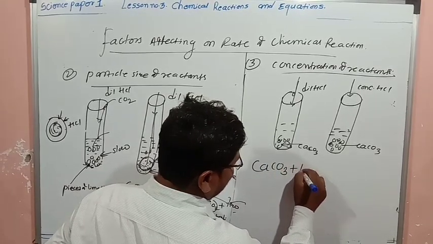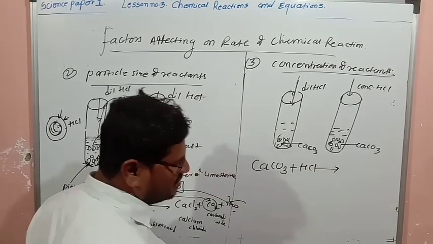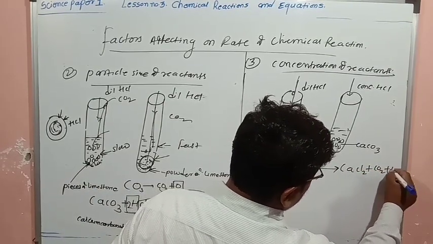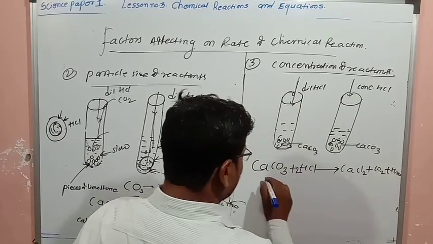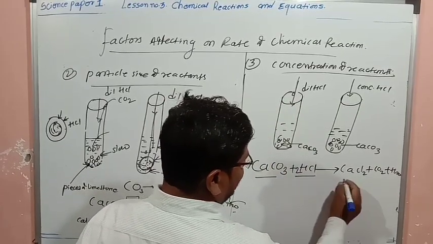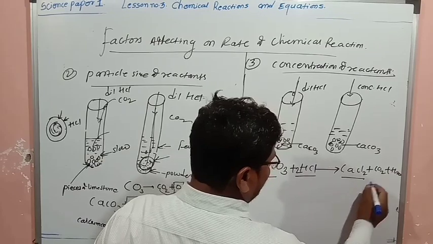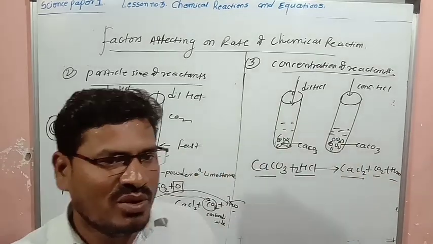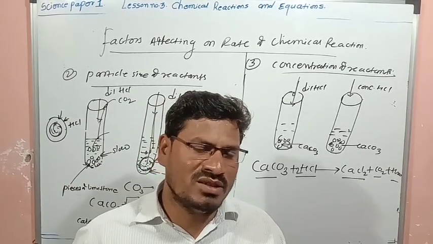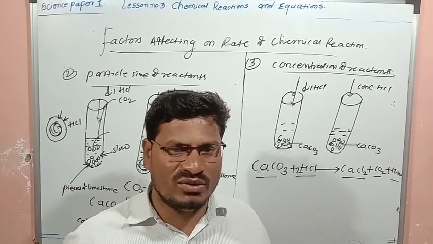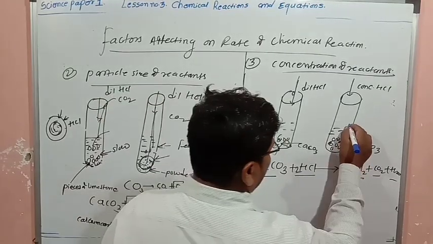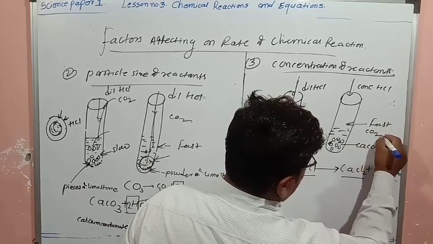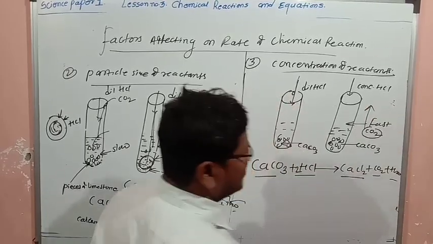CaCO3 reacts with HCl, and it will produce CaCl2 plus CO2 plus H2O, and here 2HCl. So calcium carbonate and hydrochloric acid give calcium chloride plus CO2 plus H2O. In which test tube will a large amount or very fast effervescence of carbon dioxide be produced? In the second test tube it will take place fast. CO2 bubbles are coming out very fast in an upward direction.